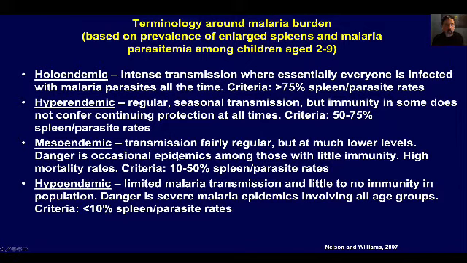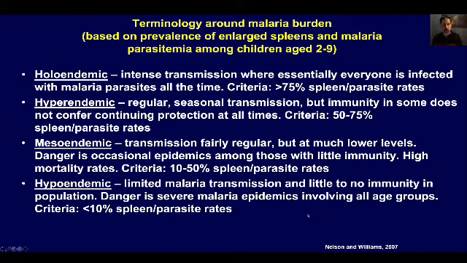Mesoendemic is where transmission is fairly regular but at much lower levels. And because of that, there's less immunity and there's a higher danger of occasional epidemics that have high mortality rates associated with them, because that population immunity is not there, not only among children, but also among adults. And then hypoendemic areas where there's limited transmission, little to no immunity, and so there is danger for very severe malaria epidemics here involving all age groups.